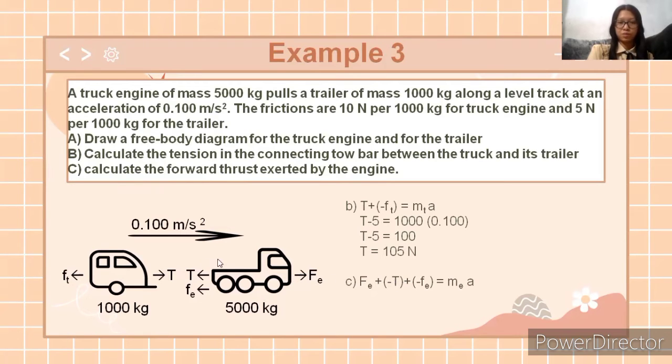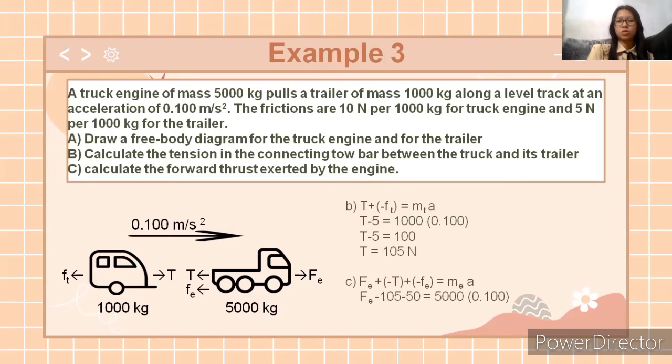Fe plus negative T plus negative Fe is equal to Me times A. We know the M and A. We also know the T, but we don't know what Fe is. The frictions are 10 Newton per 1,000 kg for the truck engine. The mass of the truck engine is 5,000 kg. So, to find the friction, 10 Newton times 5. So, the friction of the truck engine is 50 Newton.